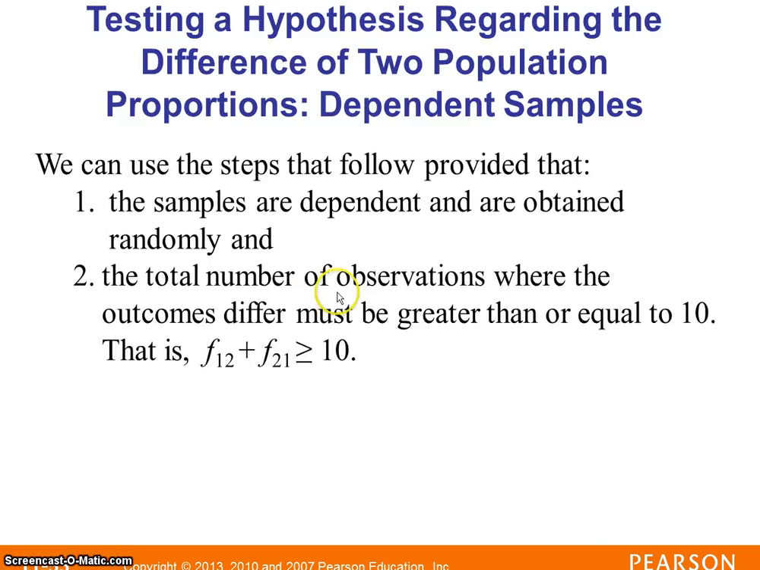And so again, there are a couple things you have to verify to make sure that you can use this test, right? So the samples are dependent, right? And the total number of observations where the outcomes differ must be greater than or equal to 10.